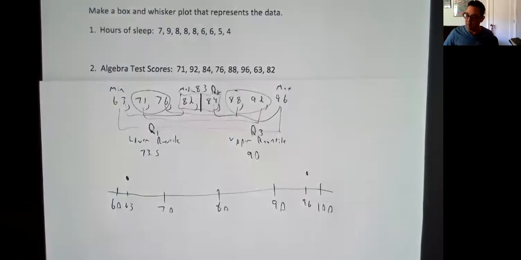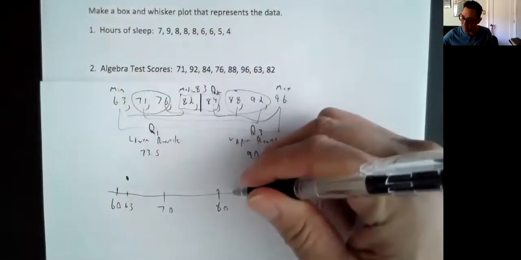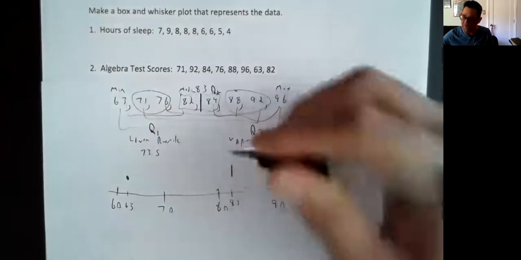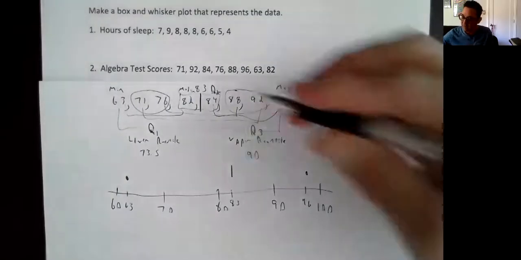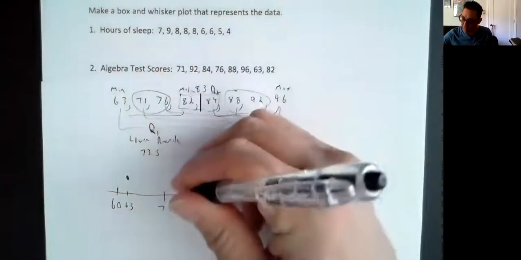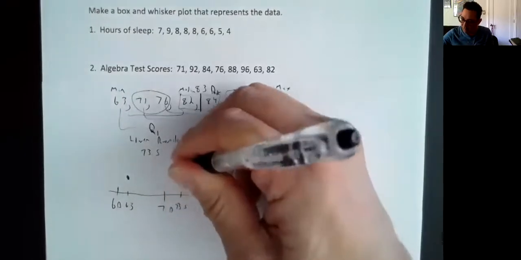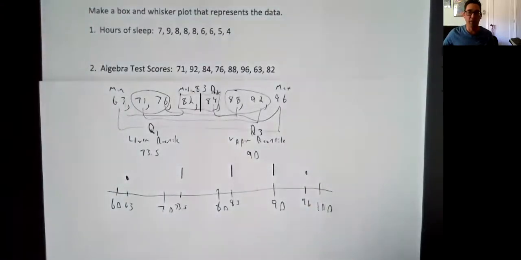Okay, now mark the quartiles with vertical lines. So quartile 2 was 83. So 83 is probably approximately here, but I mark it with a vertical line above it. You do all this traditionally above the number line. Okay, quartile 1 was 73.5, that's probably approximately here. And then quartile 3 was 90, which is right above there. So the quartiles get marked.